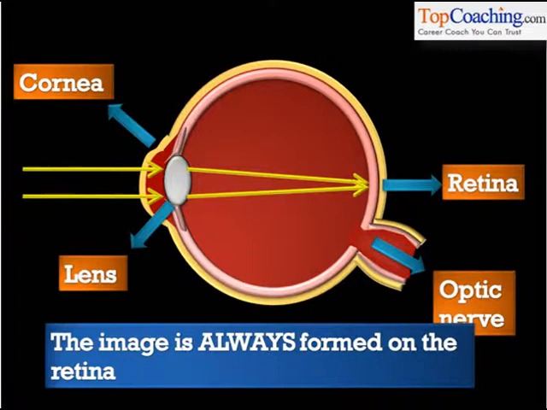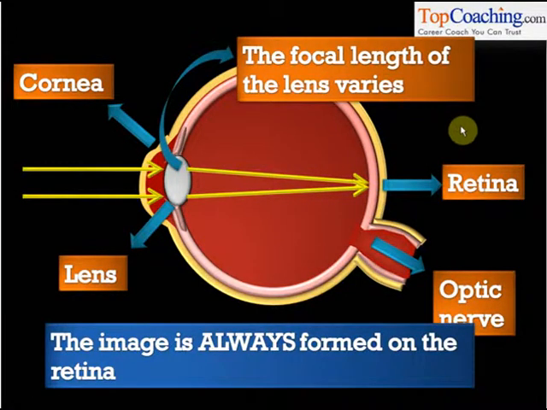In the case of the eye, however, the image distance is constant because the image is always formed on the retina. Understood? The focal length of the eye lens varies. So depending on where the object is placed, the focal length of the eye lens varies in such a way that the image is always formed on the retina.